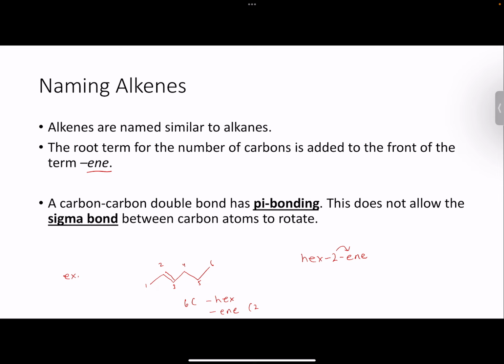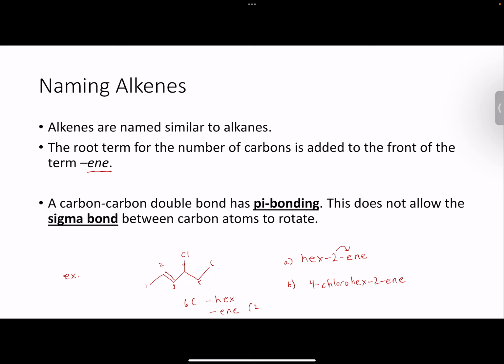If there was branching, for example, we had a chlorine on carbon 4, we'll call that option A. Option B, this simply becomes 4-chlorohex-2-ene, and that's before we talk about isomers, so hang tight on that.